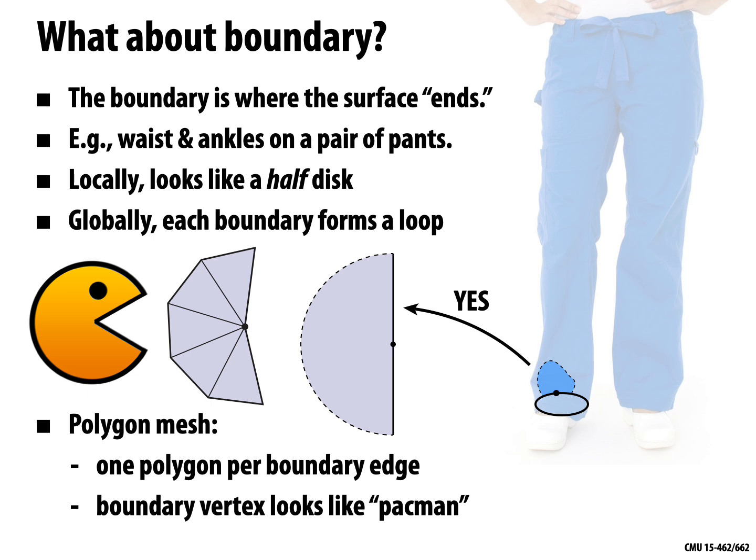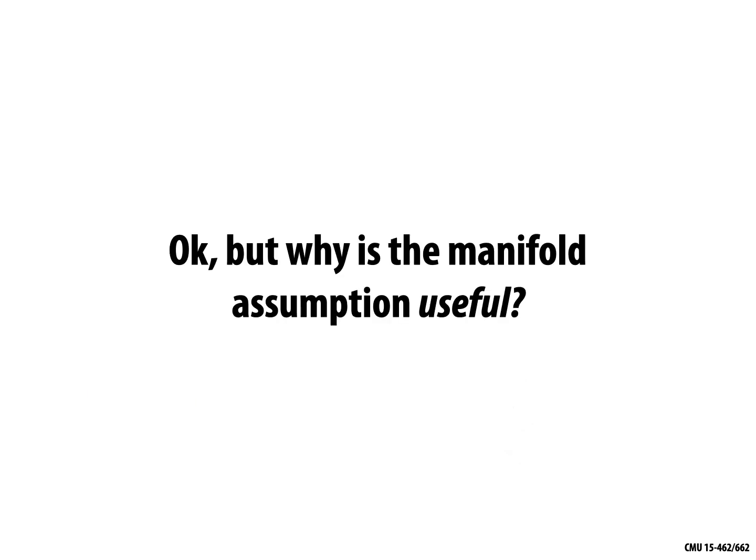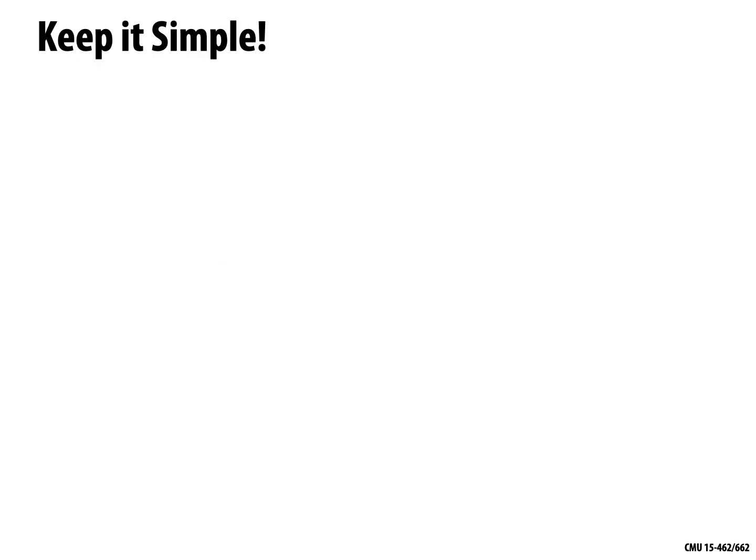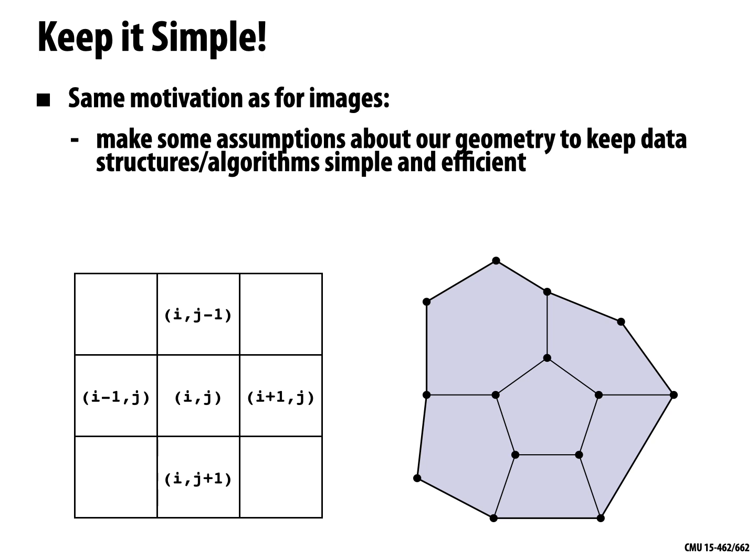So this is all very interesting, but where are we going with this? Why is this useful? Why is this a good assumption to make about our geometry? Well, it comes back to exactly what we were talking about with images. We want to keep things simple. So we want to make some assumptions about our geometry to keep our data structures and our algorithms simple and efficient. We don't want to handle every crazy weird case of how the polygons could be glued up and connected. We want to say, let's consider a certain type of polygon mesh that's going to make life easier for the rest of our computation.